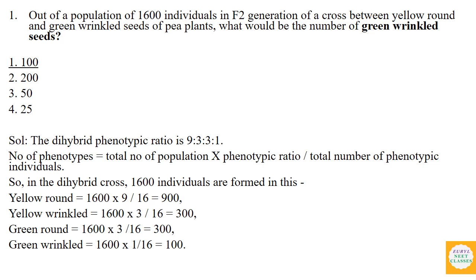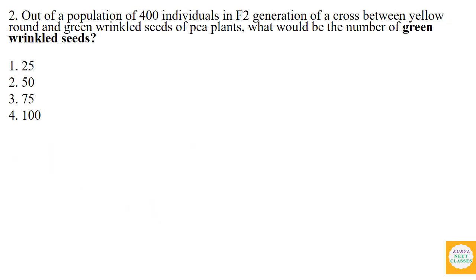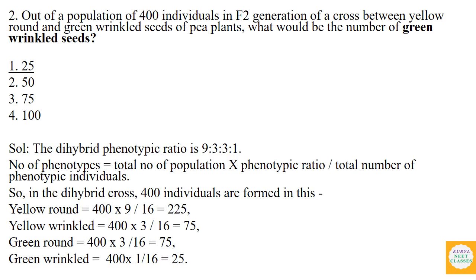Got it? Second thing, you should remember this ratio as well. Clear? Okay? So let's see the next problem. Same like the previous question, I just changed only the number of individuals in a population. So you can try this one. Please grab a paper and pen. Please try to solve everyone with the previous things. Just pause the video and try to solve it. It's almost the same as that one. Got it? So same thing. The dihybrid phenotypic ratio is 9:3:3:1.